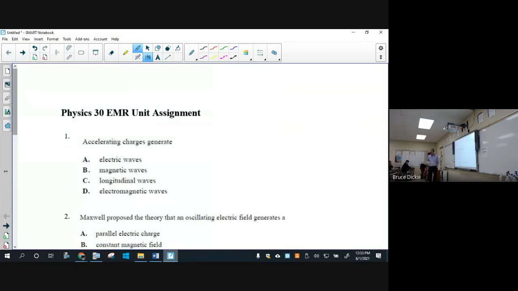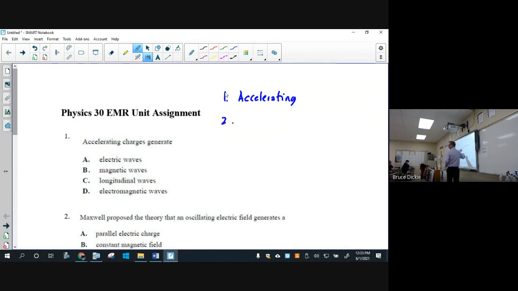Take a look at our EMR unit assignment. We're starting with question number 1. Accelerating charges generate, listen, the very first day of this unit, we talked about 3 keywords, right? The whole EMR production and propagation and what it consists of boils down to 3 words. You guys remember what those 3 words were? Accelerating, right? What was the second word?